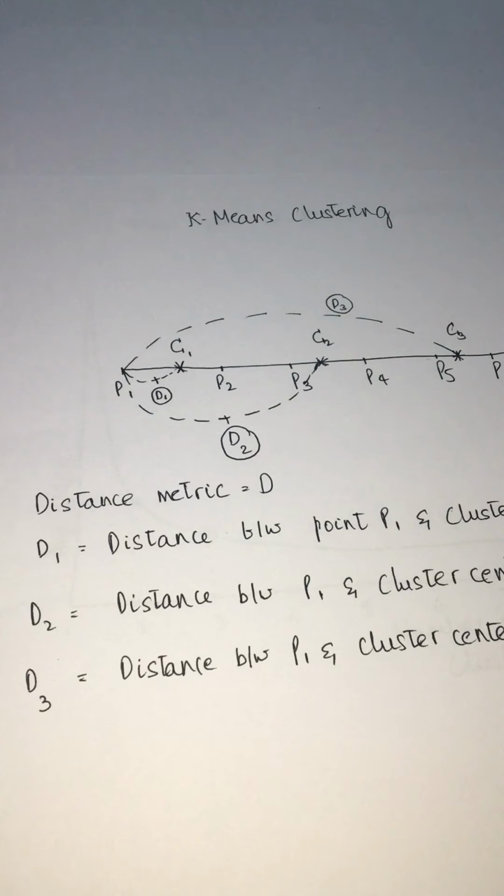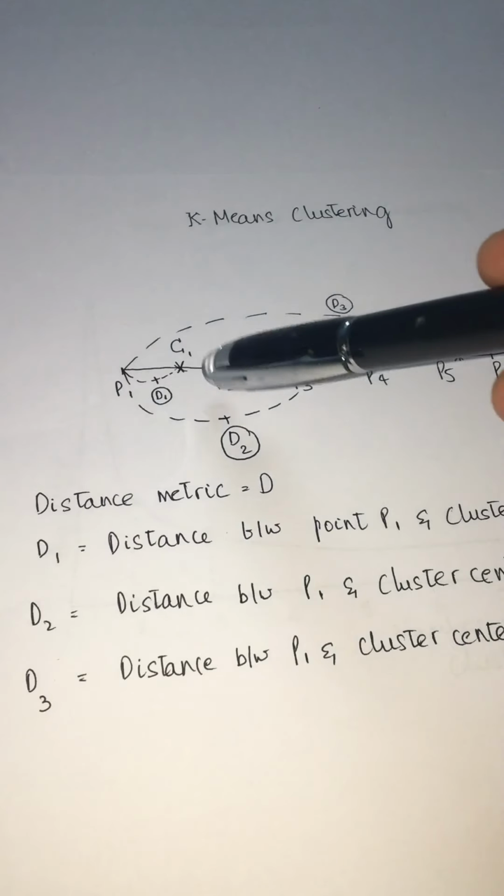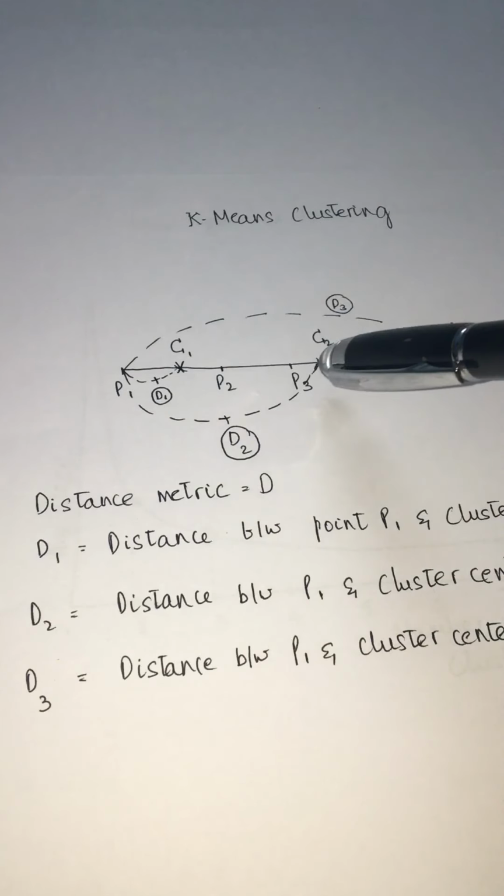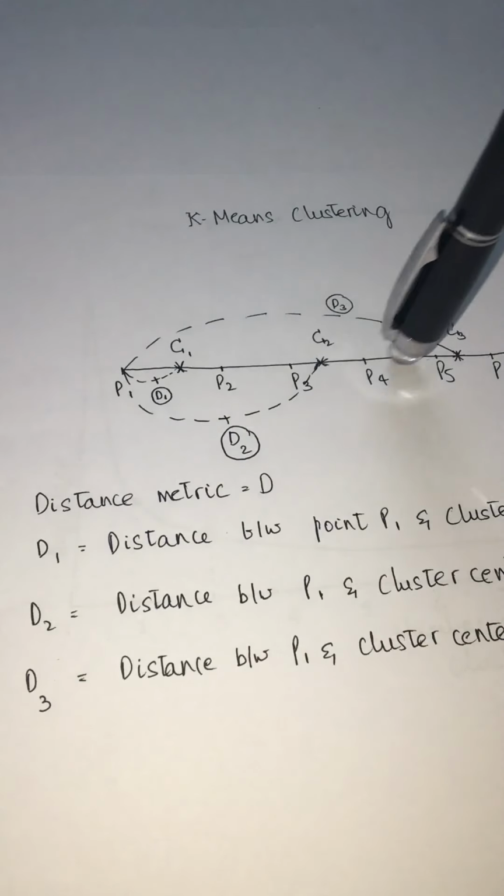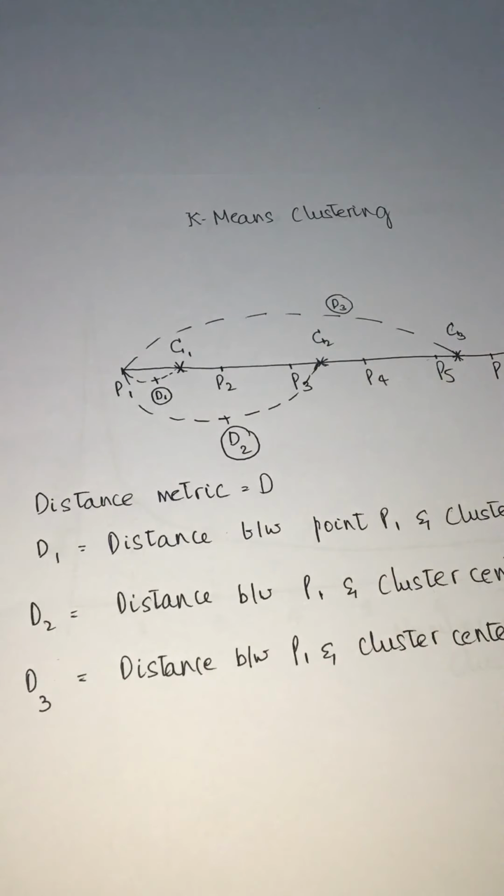Now this exact step is repeated for point P2. This exact step is repeated for point P3, and for P4, P5, and so on. So for all the points, it is literally the exact same step: calculate the distance between that particular point and each of the cluster centers, and assign that point to the cluster center for which it is nearest. Suppose you have done this process for all the points.